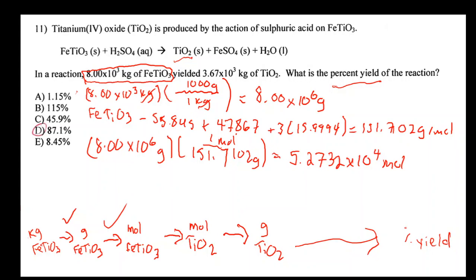So we are definitely going to need a second slide for this one, but squeezing this in here, just looking at the molar ratios, thankfully it's going to be 1 mole here to 1 mole here. So it's essentially multiplying and dividing by 1. So the amount of moles of titanium oxide is going to be the same as the amount of moles of iron titanium oxide. So that one is converted. So the next step is we want to go to moles of titanium oxide. So that number, 5.2732 times 10 to the 4th moles.